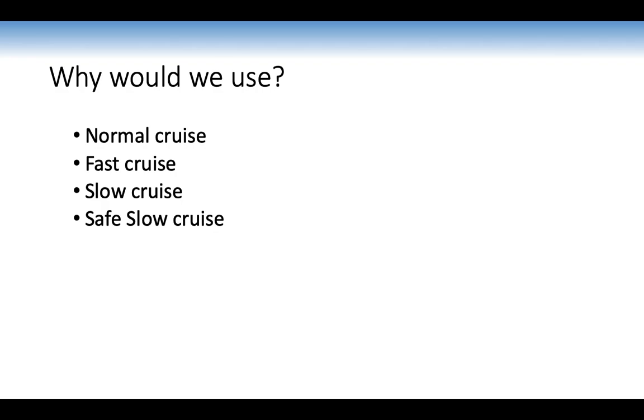So normal cruise, it's the most common cruise. We use it on long legs if you're doing navs. Fast cruise, if there's a medical emergency, we need to get somewhere quick, we can use fast cruise. Slow cruise, if the engine has high T's and P's, we can allow the engine to catch its breath and apply a bit of a low power setting. Also safe slow cruise, due to that traffic separation as I mentioned as well.